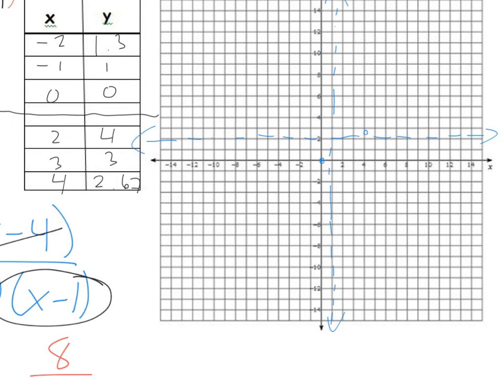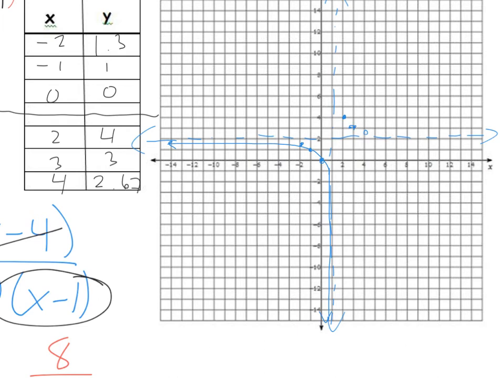All right, so (-2, 1.3), (-1, 1), (0, 0) we already have. So my graph is going to look something like that. Notice how it gets really close to the asymptote but never quite touches. Same thing over here. (2, 4). Okay. (3, 3). And then 4.